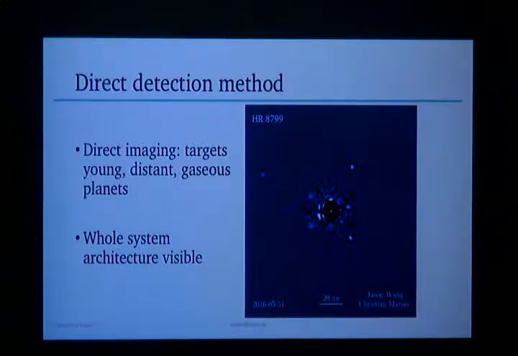So this method targets basically young planets, because they have to be very still hot in order to be able to see them. They have to be at a certain distance from their stars, so we can also distinguish them. And they are mainly gaseous planets. So one of the advantages of this method is that we can actually see the whole architecture of the system. So we can see several planets at the same time. And this is very good.